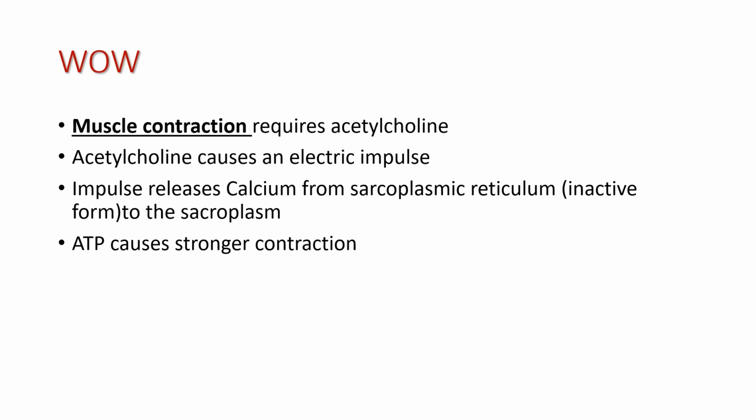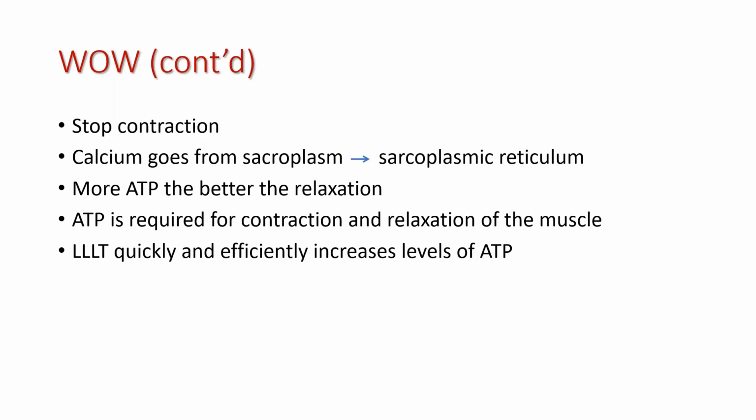Muscle contractions require acetylcholine. Acetylcholine causes an electrical impulse. The impulse releases calcium from its inactive form in the sarcoplasmic reticulum into the sarcoplasm. ATP causes a stronger contraction. This is the granular look at how laser works at turning muscles on and turning muscles off. To stop the contraction, calcium goes from the sarcoplasm back into the sarcoplasmic reticulum. The more ATP, the better the relaxation. And we all know ATP is required for contraction and relaxation of the muscle.